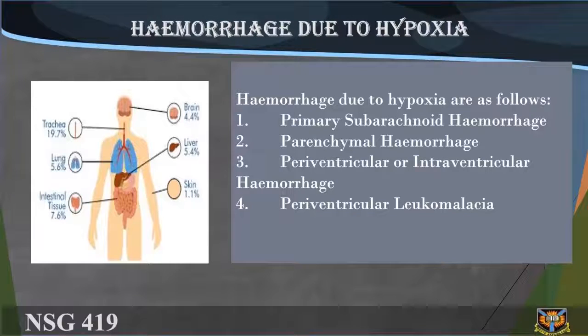Hemorrhage due to hypoxia. Hemorrhages due to hypoxia are as follows: 1. Primary subarachnoid hemorrhage. 2. Parenchymal hemorrhage. 3. Periventricular or intraventricular hemorrhage. 4. Periventricular leukomalacia.